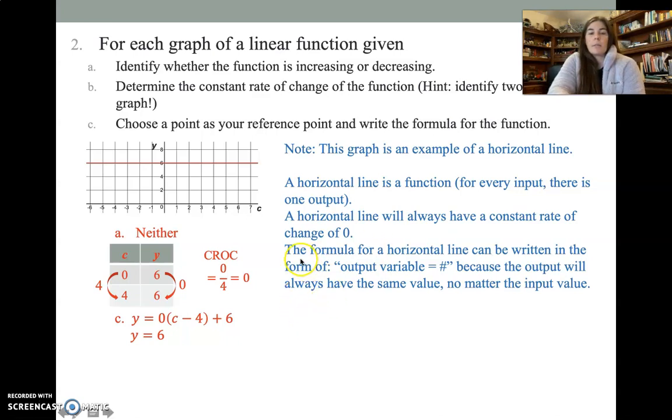And so really what that means is the formula for a horizontal line can be written in the form of output variable equals whatever the number is. Because essentially we're saying, hey, no matter the input, the output is always the same. So like on this problem, no matter what the input is, the output is always 6. So just keep an eye out when it comes to horizontal lines, and that their constant rate of change is going to be 0.